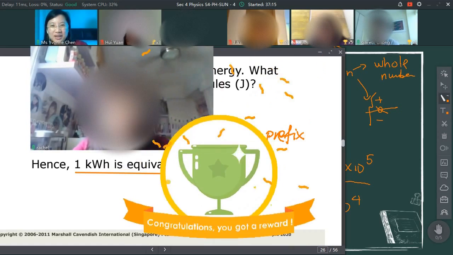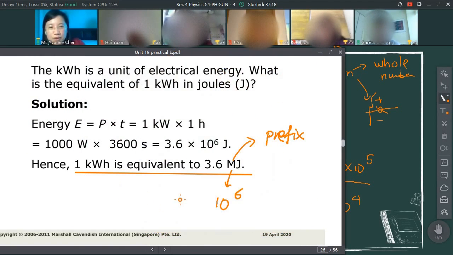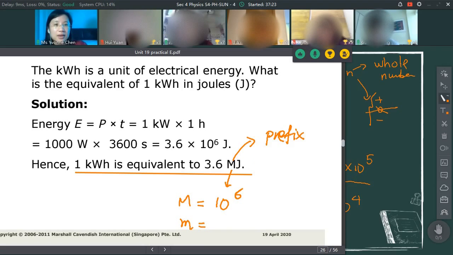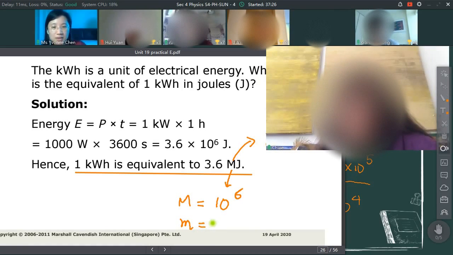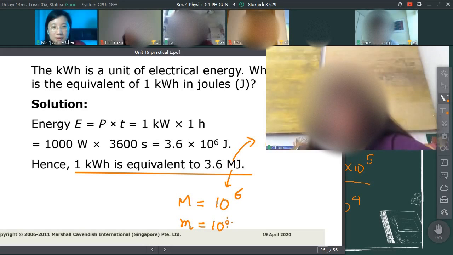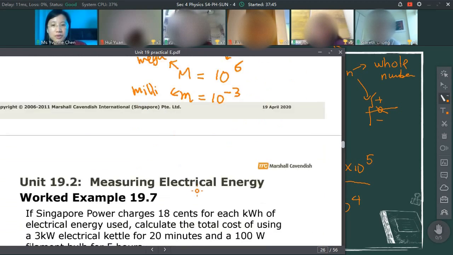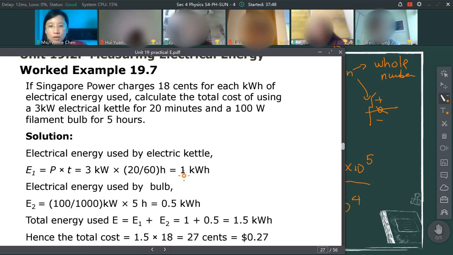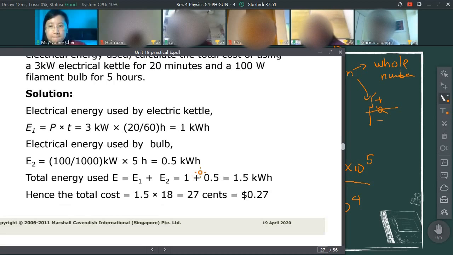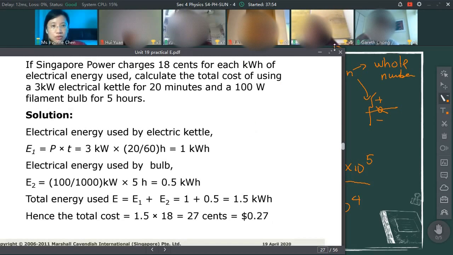Okay, thank you. There's another one, also M. Capital letter M is 10 to the power of 6. What about small letter m? Chloe, do you remember small letter m is 10 to the power of? Negative 3. Very good. So capital M is mega, which means big, 10 to the power of 6. Small letter m is milli, 10 to the power of negative 3. Let's move on. We'll skip some of the easier questions. Like this question, we'll just quickly go through.